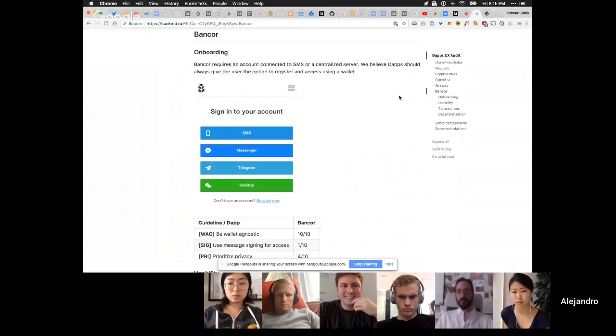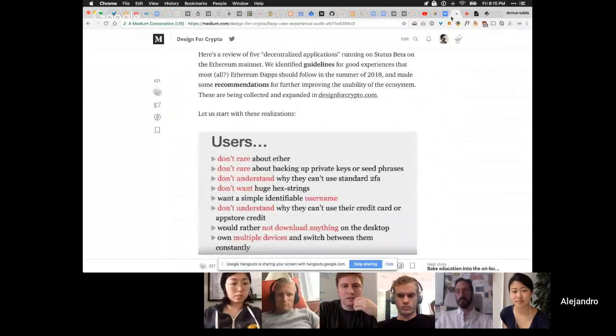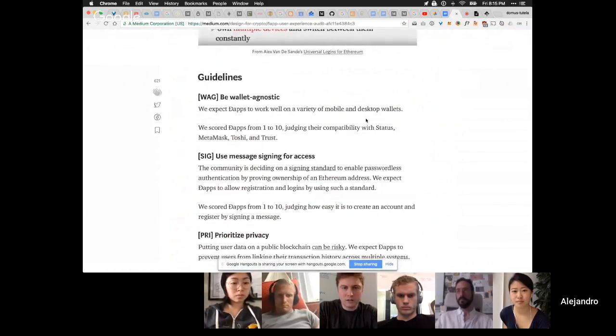So talking about the audit itself, I had a bunch of guidelines. I did this in a bootstrap way. I would look at the onboarding process of each of these dApps and start collecting some insights or some ideas for how I could improve these. And these guidelines started emerging kind of organically.